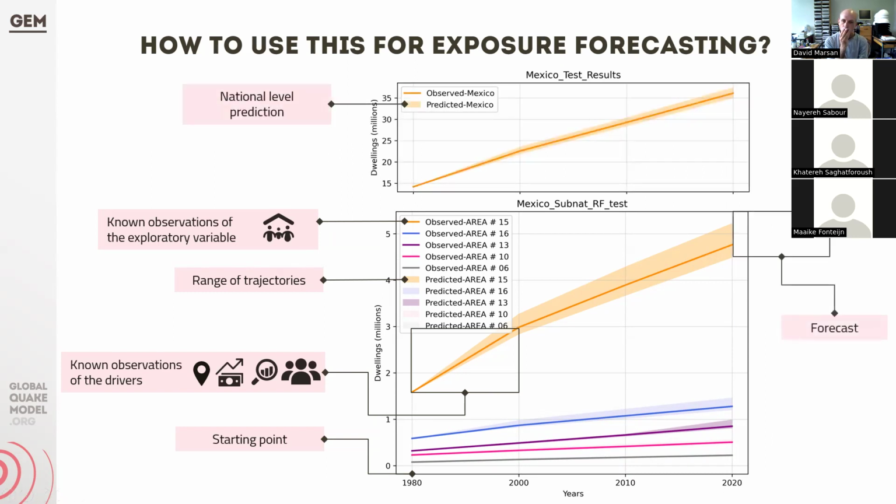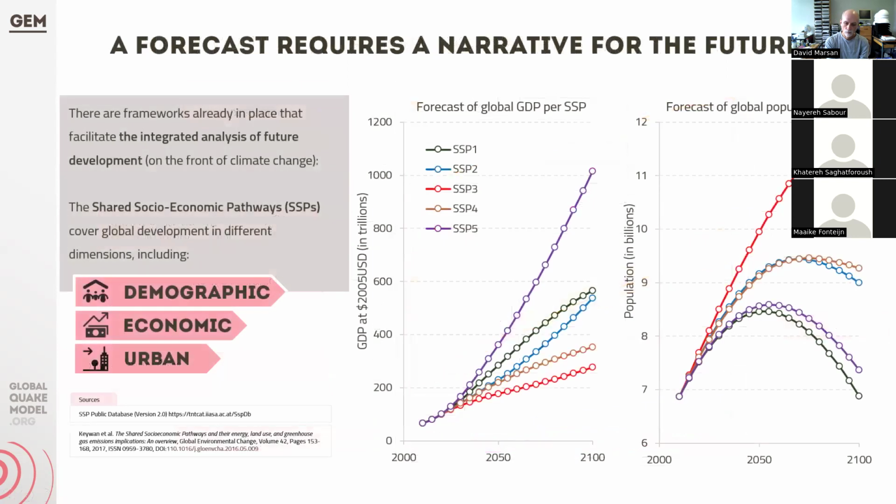So basically how we do that is using narratives of the future. And this is something that is commonly done in climate science. So the frameworks are already in place to facilitate this integrated analysis of future development. How many more people? How is the economy going to do? How is the human development going to be in the future? This is known as the shared socioeconomic pathways. Maybe some of you have already heard about it, but they're called SSPs.